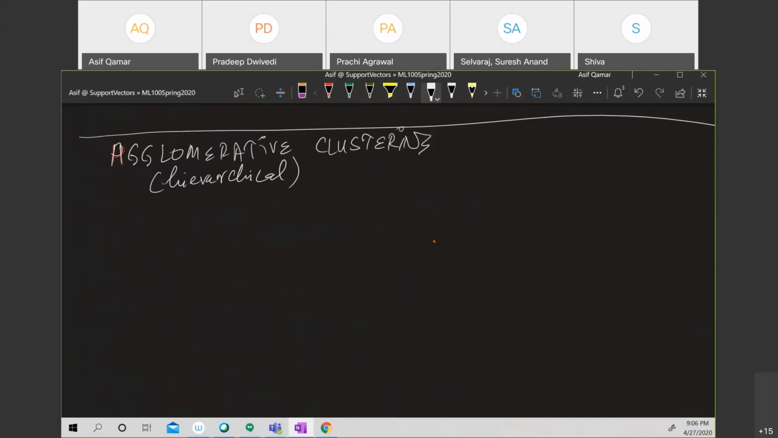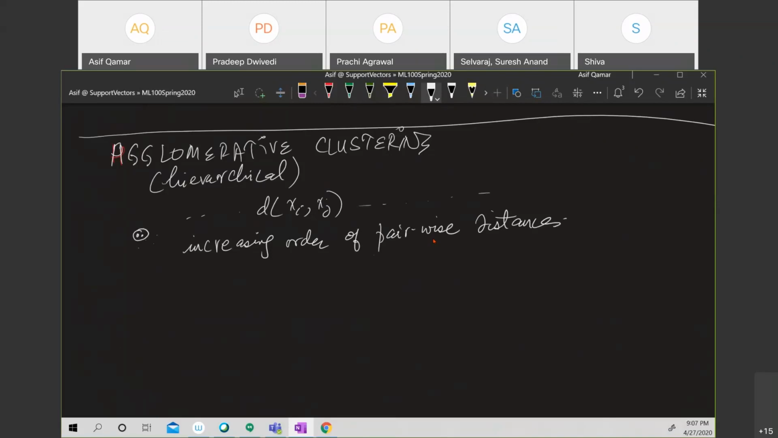What it says is that when you're given lots of points, what you do is you create every pairwise distance. So create this distance d(xi, xj), right? And you create a whole list of these distances. Then you sort it in increasing order of pairwise distances. So first you find those 2 points in the data set which are closest to each other. Are we together? And now here's the rule that you set.